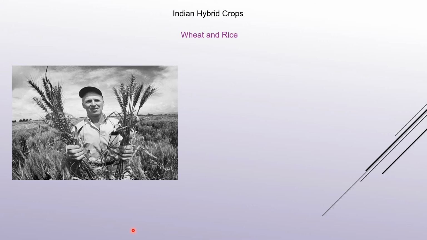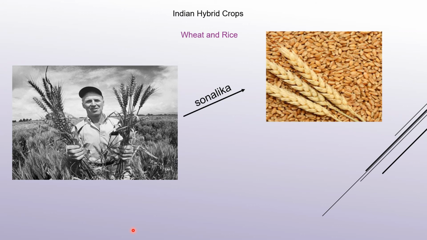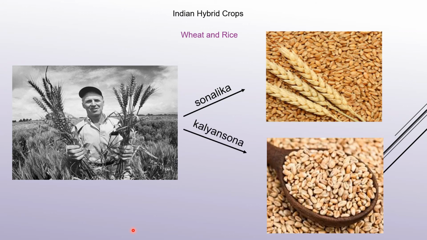Dr. Norman E. Borlaug in the 1960s developed 2 semi-dwarf varieties of wheat. The first one is Sonalika. This is a Sonalika semi-dwarf variety, and the second is Kalyan Sona. Now both the varieties are good with respect to disease resistance or pest resistance. So the 2 varieties that were made are Sonalika and Kalyan Sona.